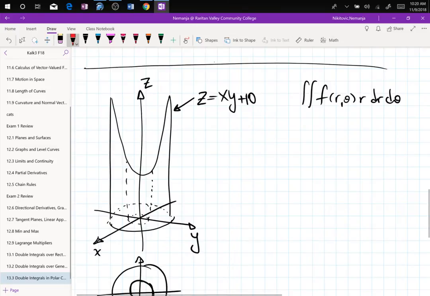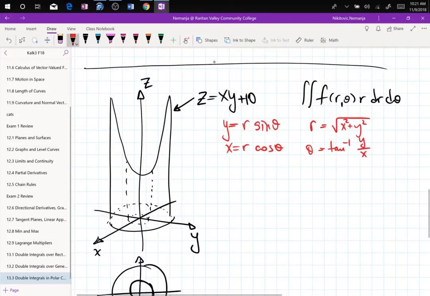If you don't know these things... y equals r sine theta, x equals r cosine theta, r equals the square root of x squared plus y squared, and theta equals inverse tangent of y over x. There we go. So these are the 4 equations that convert between rectangular and polar. Now I'm going to plug these functions in and go from there.